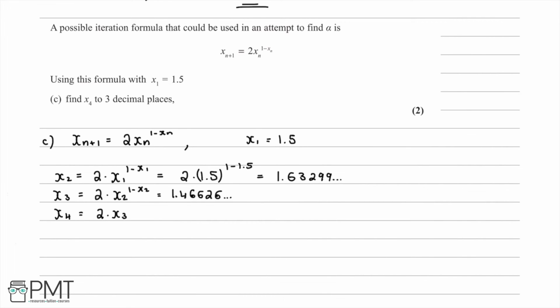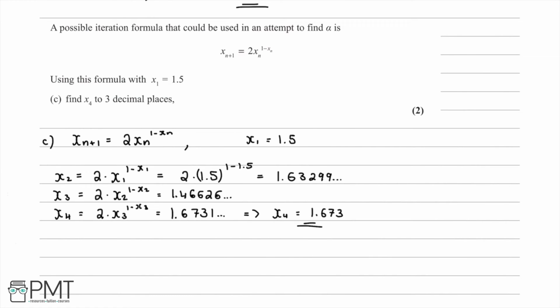And we can then just press the answer button once more, which will give us the value of x4. So the formula stays the same, and then this comes out as 1.6731 and so on, and we're asked to work out x4 to 3 decimal places. So then we round this to 3 decimal places, which comes out as 1.673, and therefore we've answered the question.